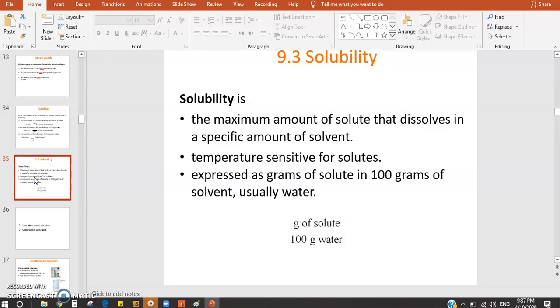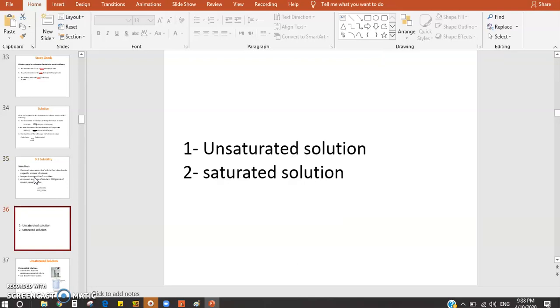So the other thing that we will be talking about is the solubility. So far we talked about what a solution is, the structure of the solution, and what an electrolyte is and how to determine the type of electrolyte, if it's strong, weak, or non-electrolyte at all. And now we will talk about the solubility. Solubility is basically the maximum amount of solute that dissolves in a specific amount of solvent. So basically it's grams over 100 grams of water, usually water under stable temperature.